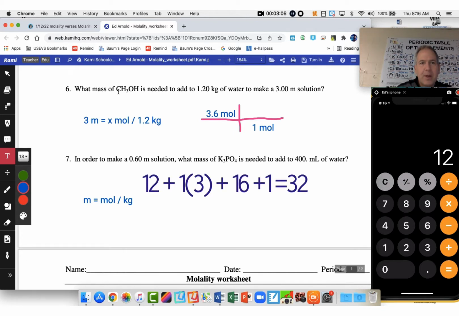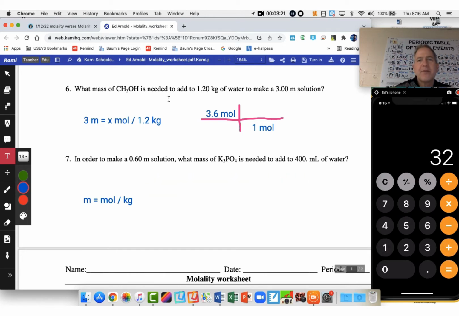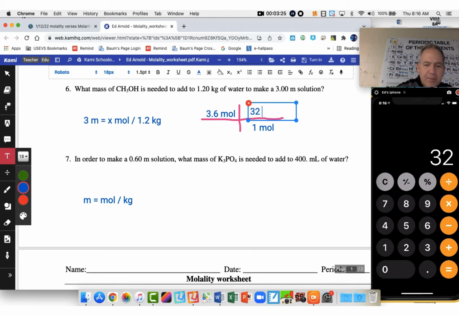12 plus 1 times 3. That's for the hydrogens. There are 3 hydrogens there. Plus 16, that's the mass of the oxygen. Plus 1 for that other hydrogen. It has a mass of 32. So we're going to pop in 32 grams up here, and we'll be ready to go. I have 32 on my calculator. I know I have to multiply it, so I'm not going to erase it. I'm just going to put times 3.6 equals, and I got 115.2.